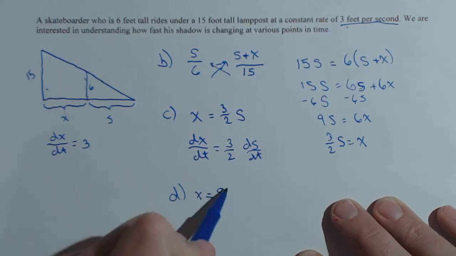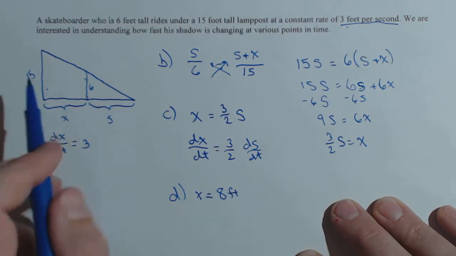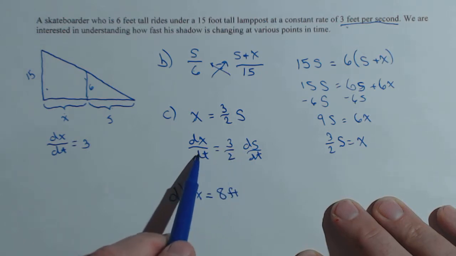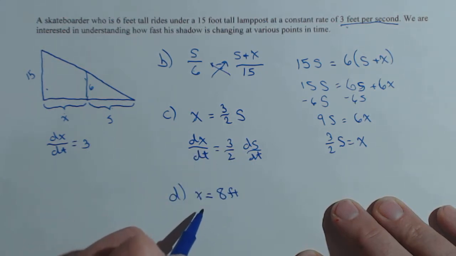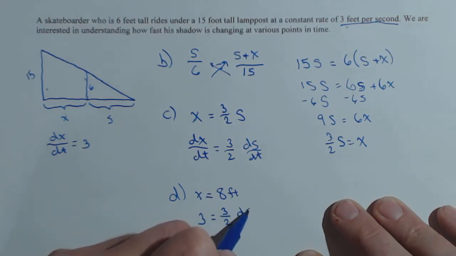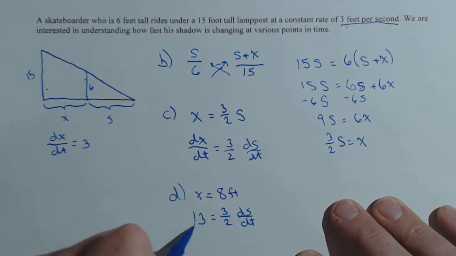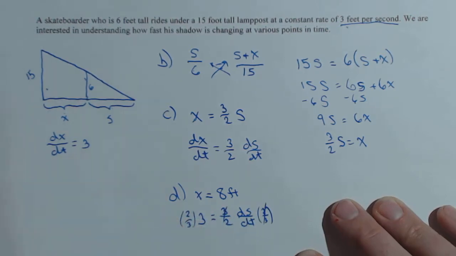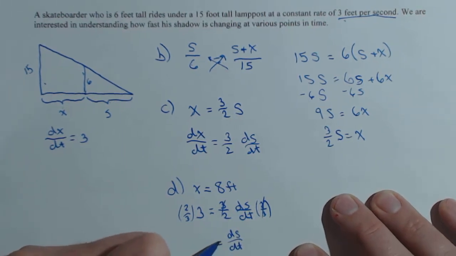So in part D, when they're asking for the rate that the skateboarder's shadow is changing when x is equal to 8, or when he's 8 feet from the lamppost, well, that 8 feet really didn't matter too much, because we know dx/dt is 3, equals 3/2 ds/dt. So we multiply both sides by 2/3 to cancel that out. And what we're going to get is that ds/dt equals 2, because those 3's will cancel there, and our units will be feet per second.